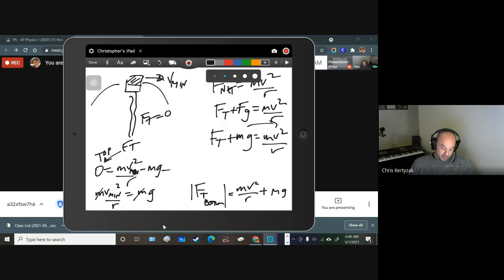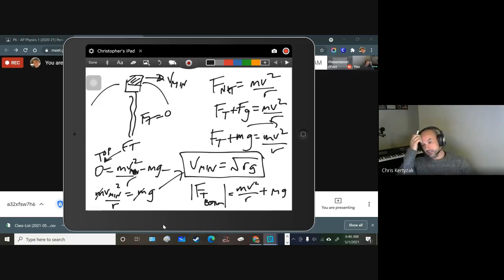For the Vmin, we get Vmin equals the square root of Rg. Super useful, easy to remember in my opinion, because it's pretty short. Minimum speed is the square root of r times g. R, again, remember, is the length of the rope. It's the distance from the center up to wherever the edge of the circle is.